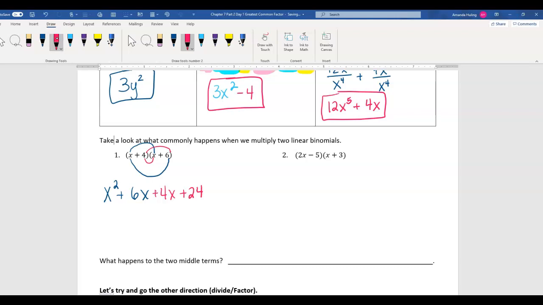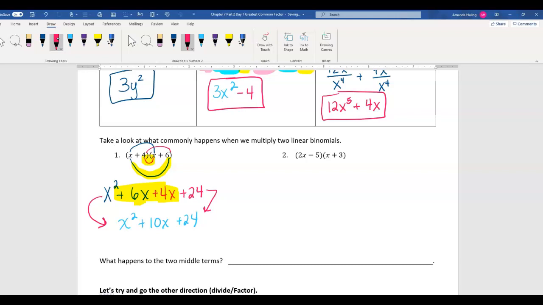Some people say that that kind of looks like a face, 2 eyebrows, a nose, and a mouth. And that's going to be important going forward here. So we notice here is these two middle terms will add together. And that kind of came from drawing this little nose and this mouth, right? Those outside pieces and those two inside pieces. Because when I add these, then I get x squared plus 10x plus 24. It's important to note that this 24 didn't change and this x squared didn't change. And that's pretty typical if we have a linear binomial times a linear binomial. We're going to see the same thing happen here.